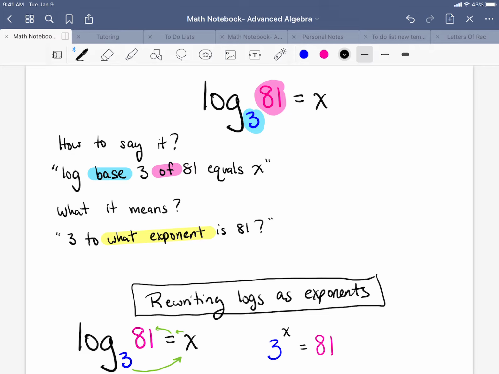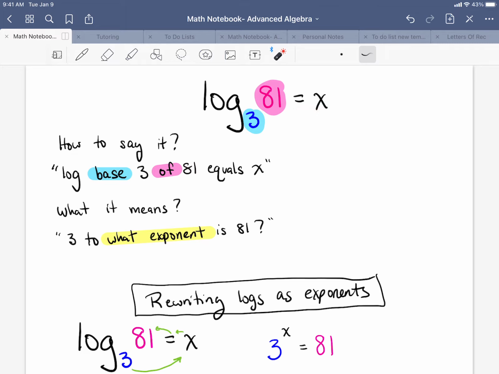All right, guys, let's do a quick review of all the logarithm stuff we learned last week. So you'll see here that we have log base 3, base means bottom, of 81 equals x. What we learned last week, the way we say that is what I just read. Log, and then you say base 3 because that's the bottom number, and then you say of 81 because that's what we're taking the log of. And that's what it's going to be equal to, x.